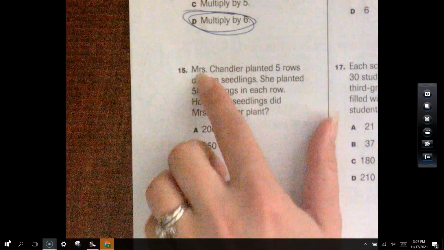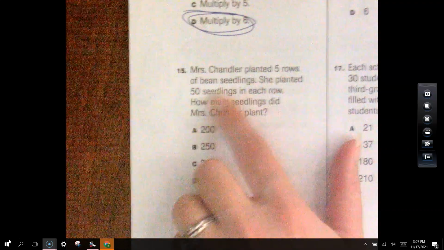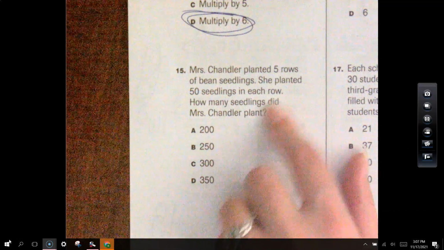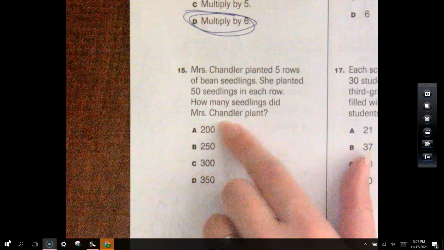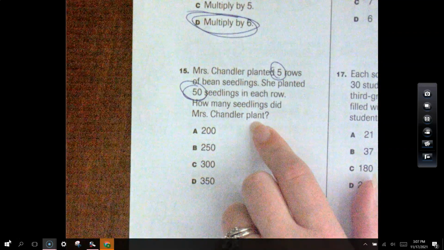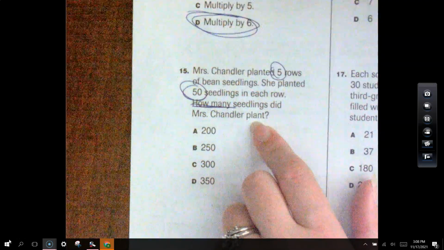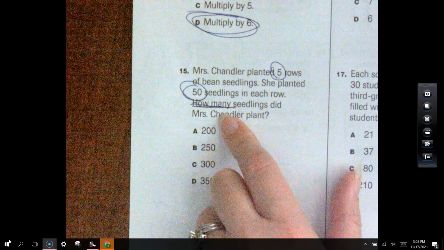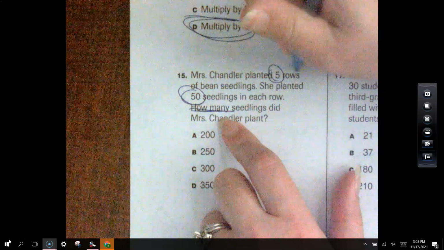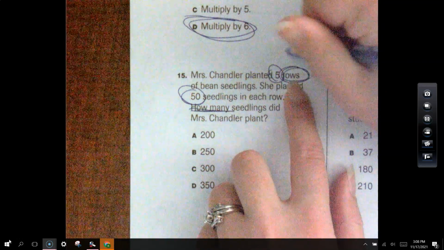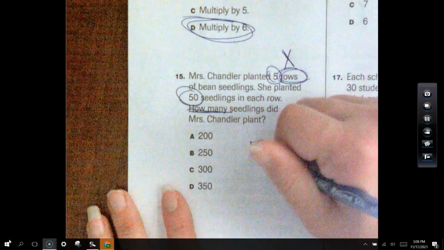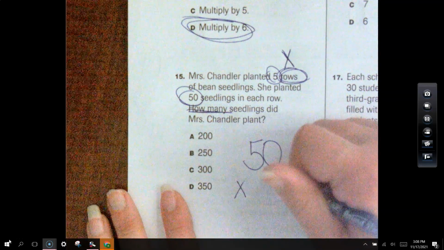All right. Mrs. Chandler planted 5 rows of bean seedlings. She planted 50 seedlings in each row. How many seedlings did Mrs. Chandler plant? I see a 50 and a 5. I see how many. How many does not help us. Do you see anything else? I see the word rows. Rows means to multiply. So I am going to multiply 50 times 5.